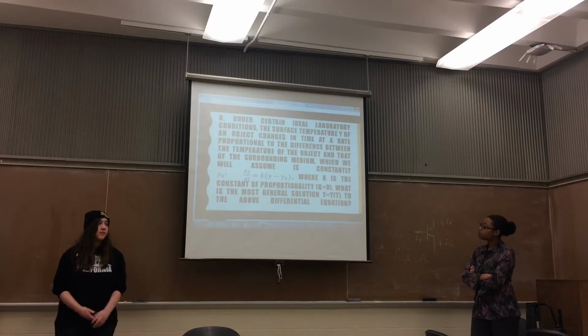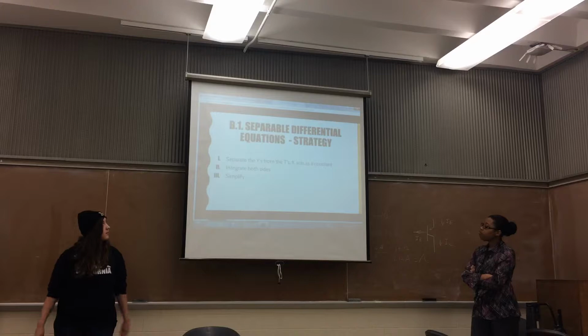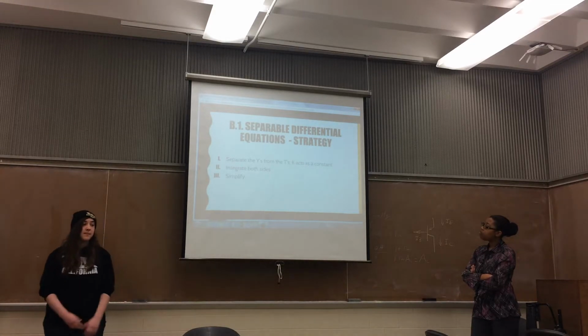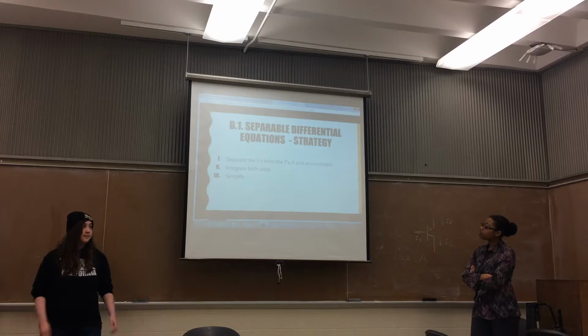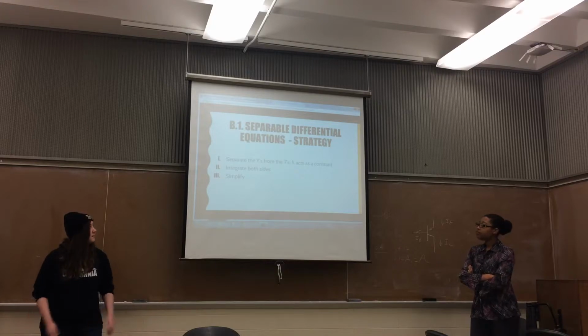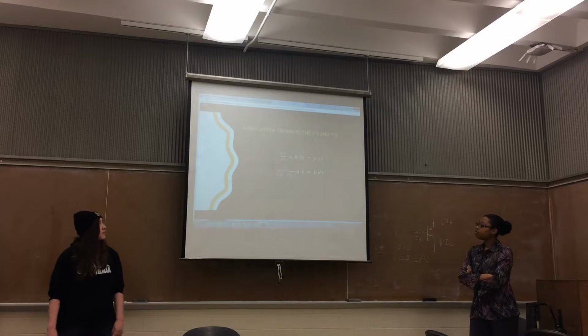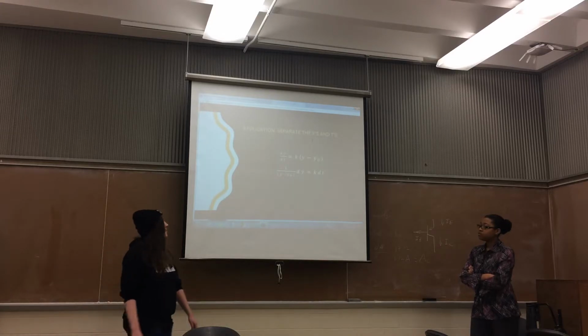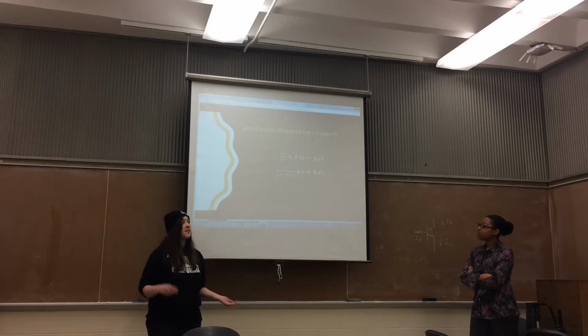So to solve part B, you're going to have a kind of strategy to follow. It's similar to part A, where you have to separate the y's from the t's. And you don't have to worry about k because that's just a constant. Then you're going to integrate both sides of the equation and simplify to get an equation to solve. Alright, so the first thing we have to do is separate the y's from the t's.